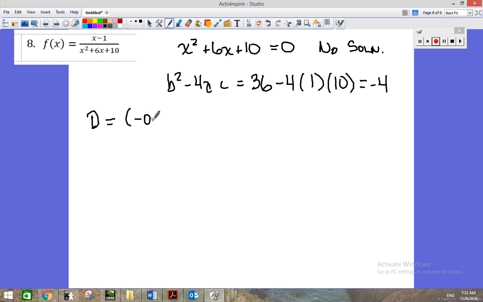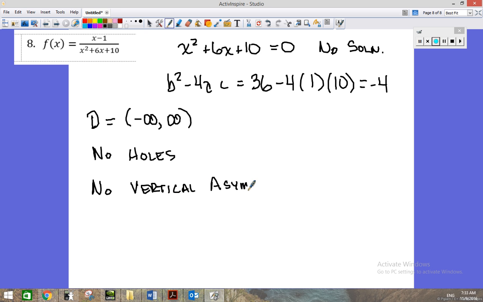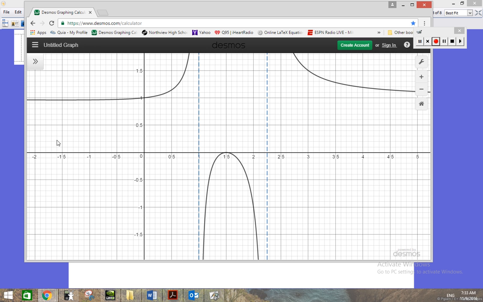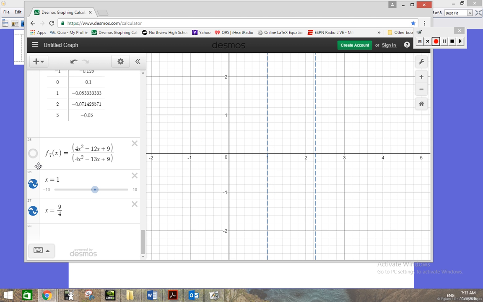And since our domain is the set of all real numbers, we're not excluding anything that could be a vertical asymptote or a hole in the graph. So we have no holes, we have no vertical asymptotes. Now, my graph is never really going to confirm no holes, but it can confirm no vertical asymptotes, or at least the portion of the window that we illustrate in our graph here.